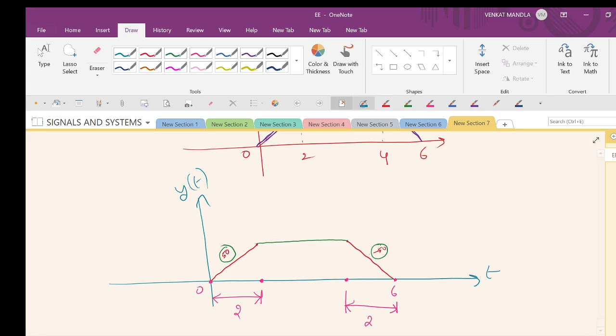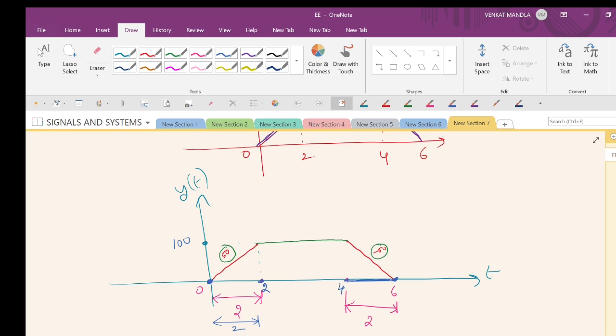Once you get the slopes, you can easily write this point. How much? This width is 2, so 50 into 2 is 100. And this is 0. This point: this width is 2, so we get 2. And this is 6, and this width is 2, so 6 minus 2 is the point 4. That's it.